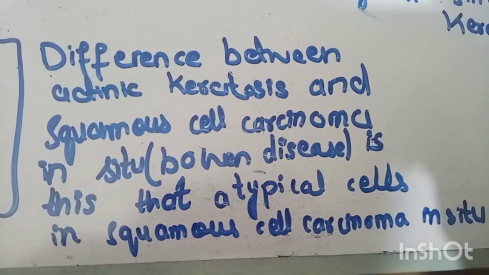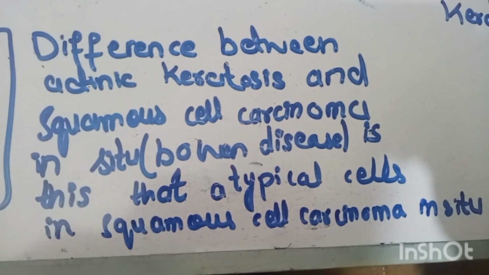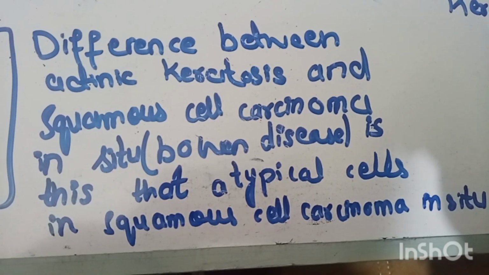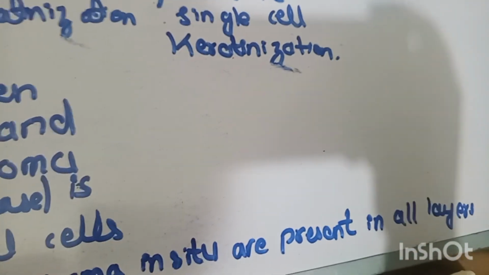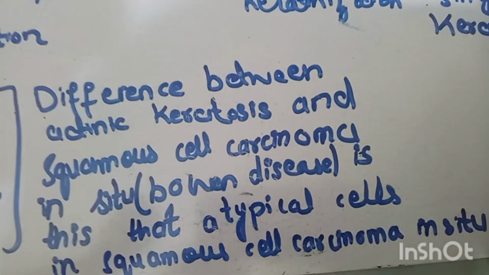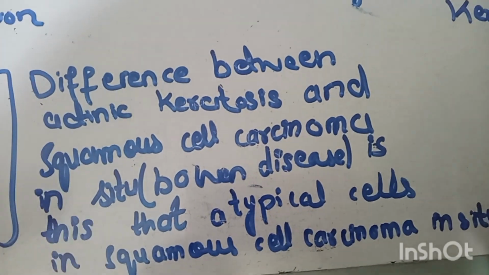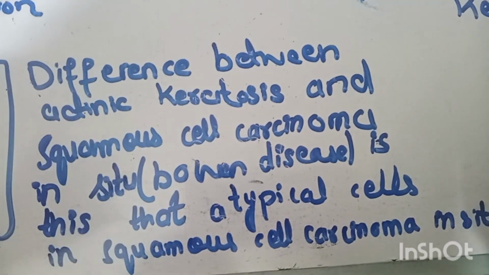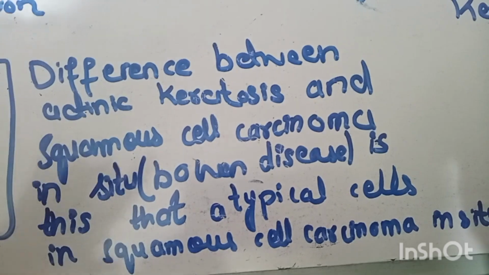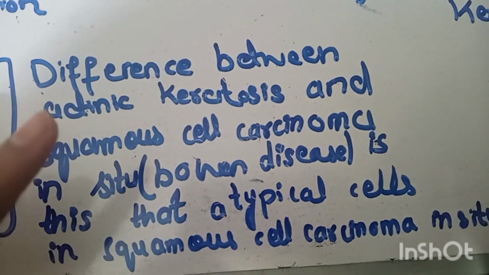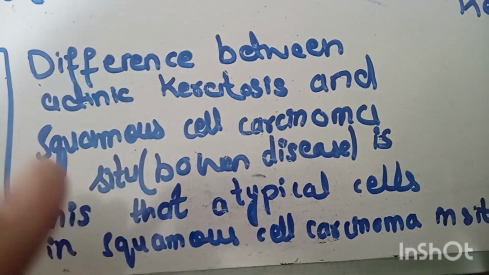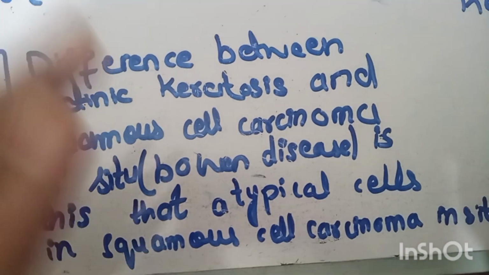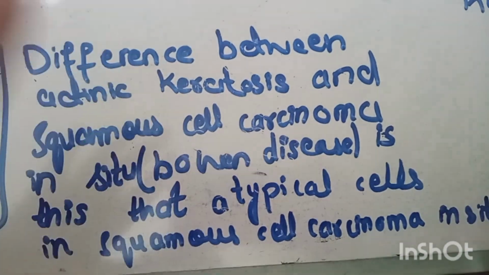The difference between actinic keratosis and squamous cell carcinoma in situ is that the atypical cells in squamous cell carcinoma in situ are present in all the layers. It means we have atypia. If we have atypia in all the layers, then we call it squamous cell carcinoma in situ and Bowen's disease. And in actinic keratosis, we don't have atypia in all the layers. These are the non-invasive types. These are the precursor lesions of squamous cell carcinoma.